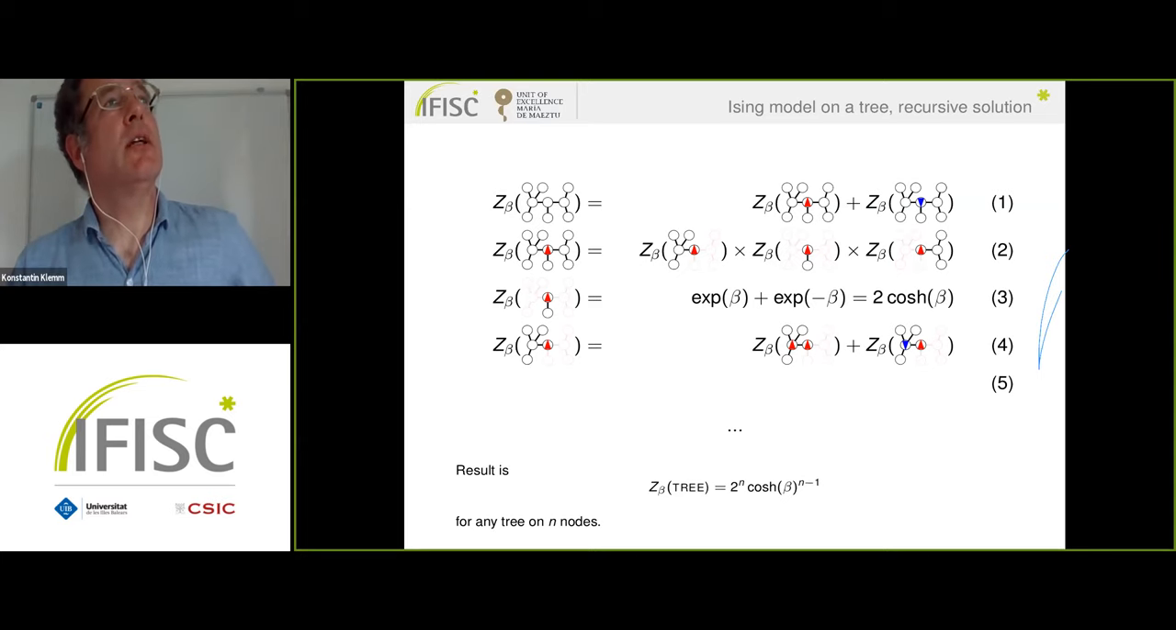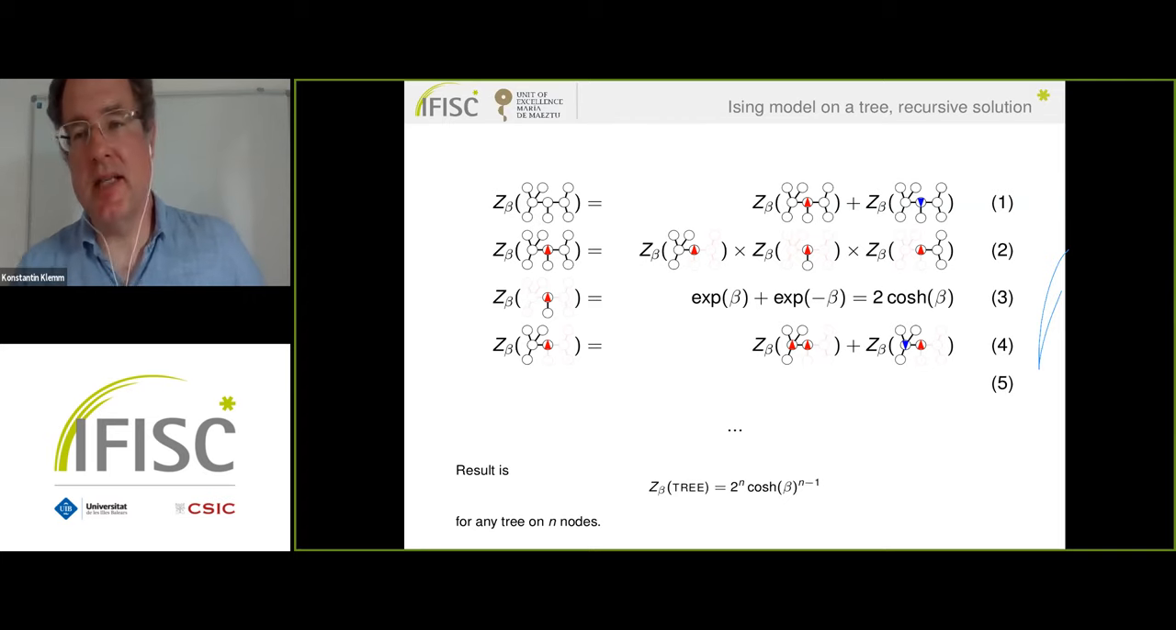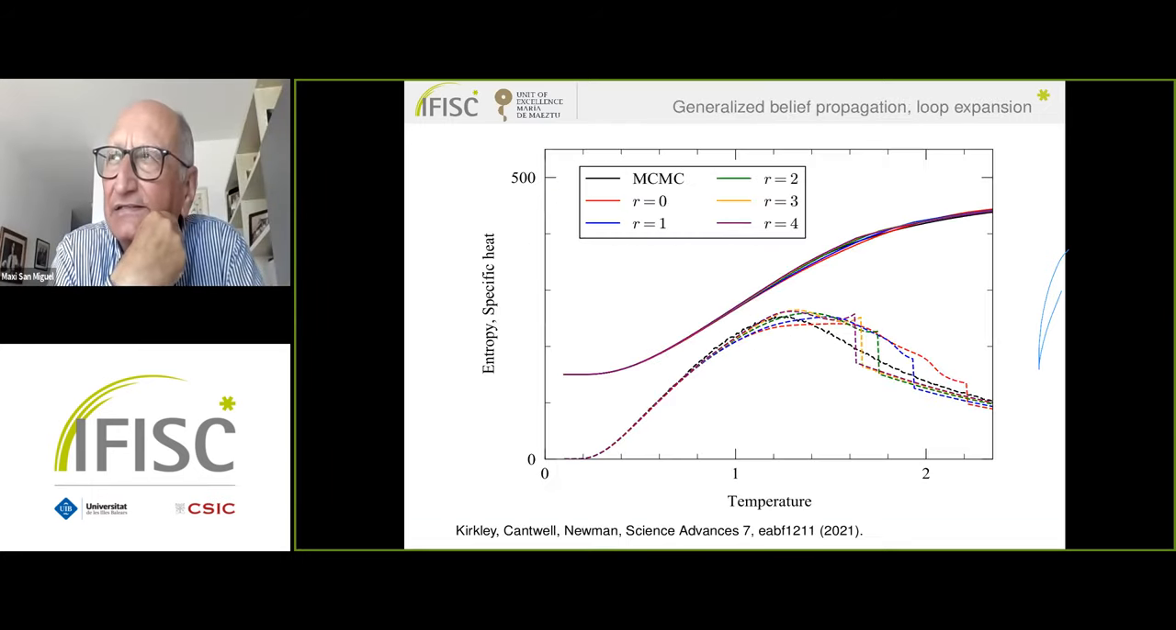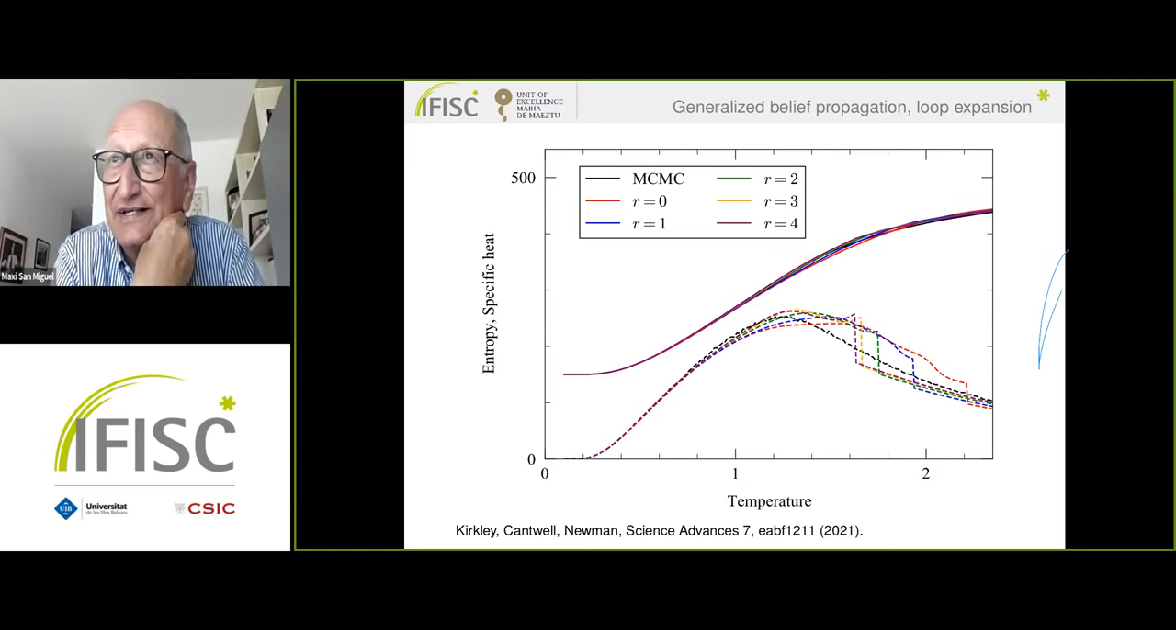I think it's already on a triangle. I think on one triangle, the question is if you want to call that a transition, but I think you already have a maximum of the heat capacity already on a triangle. Well, a triangle is like a ring, right? And then the question is, how does the transition point scale with system size?